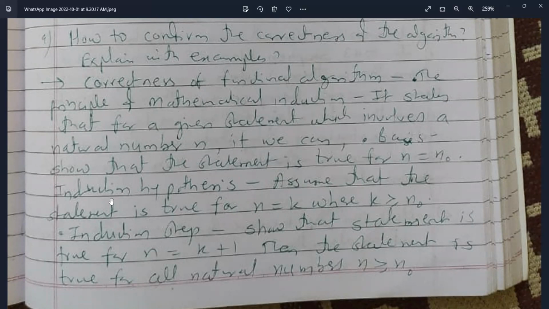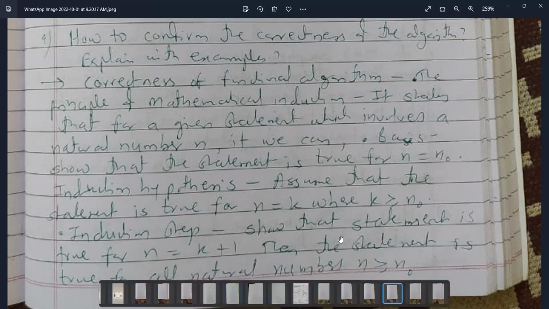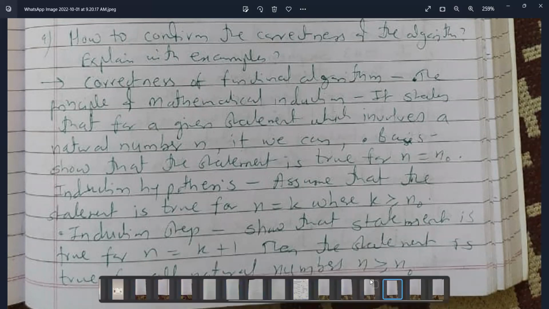n is equal to n0. Induction hypothesis, second point: assume that the statement is true for n is equal to k, where k is greater than or equal to n0. Induction step: show that statement is true for n is equal to k plus 1. Then the statement is true for all natural numbers n greater than or equal to n0.